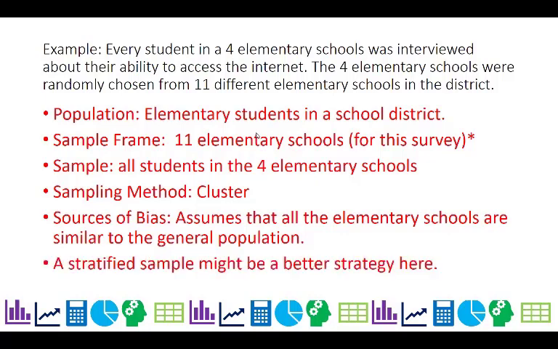But a stratified sample might be a better strategy here because if you get all of your 4 schools from areas that have higher socioeconomic status, they may have more internet access. Although lately the trend tends to be the other way. The higher socioeconomic wants their kids to have less technology access, not more, believe it or not. But I'm sure the higher socioeconomic still has internet access.